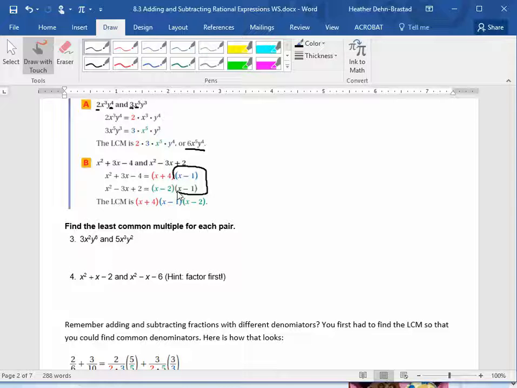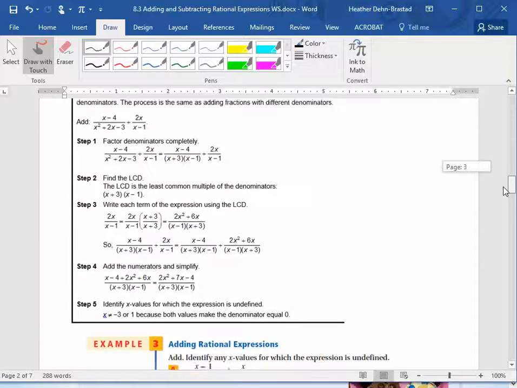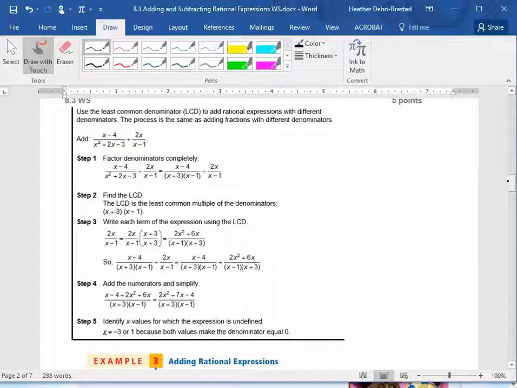So 3 and 4 is just practicing finding the least common multiple. All right, so then the next thing is, here's a review of adding fractions like we already went over. And now we're going to look at adding rational expressions.